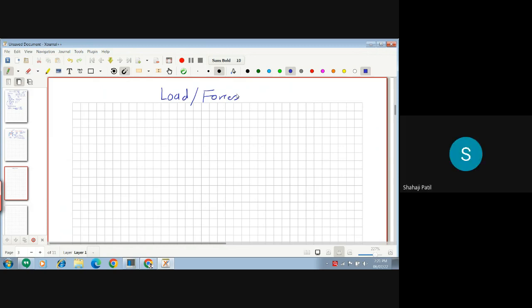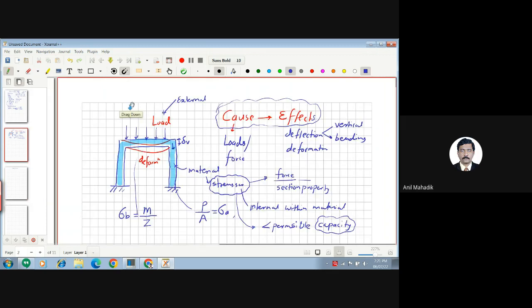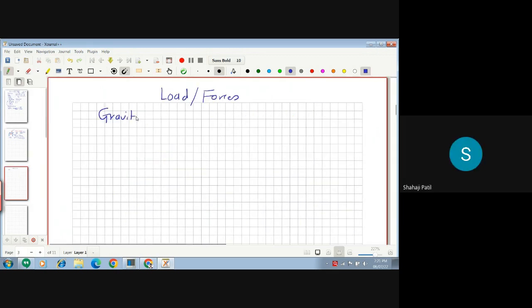Gravity loads, live load, lateral loads. Dead load. So gravity load, or we can say dead load or live load. So these are the fundamental, we can say, basic loads.